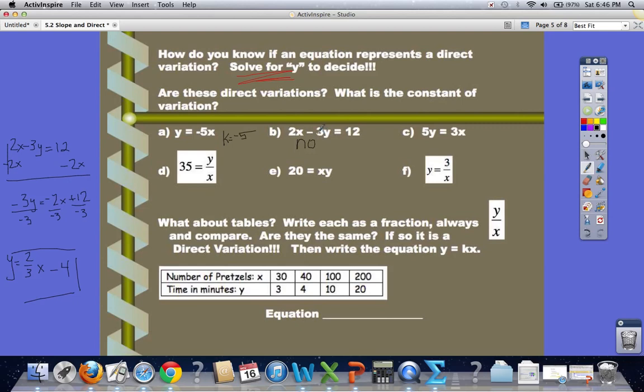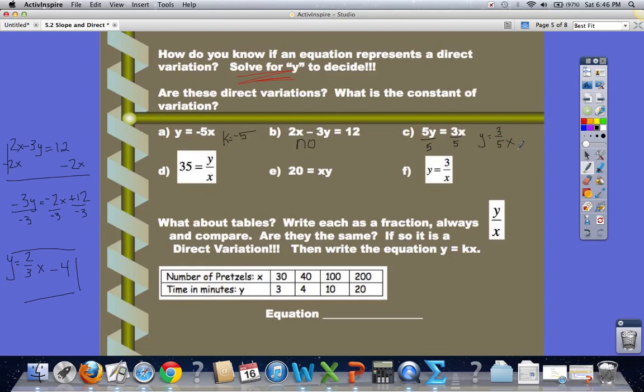All right, the next one, C, says 5y equals 3x. Well, I need to get y equals, so I need to divide everything by 5. So this one will be y is equal to 3 over 5 x.